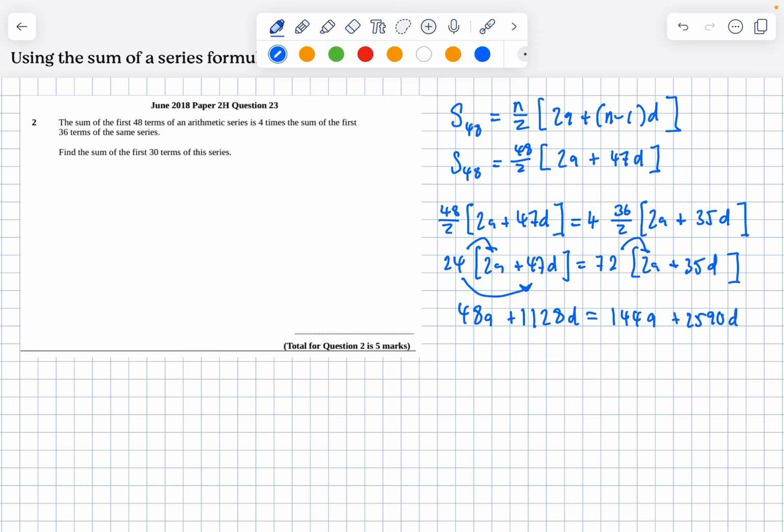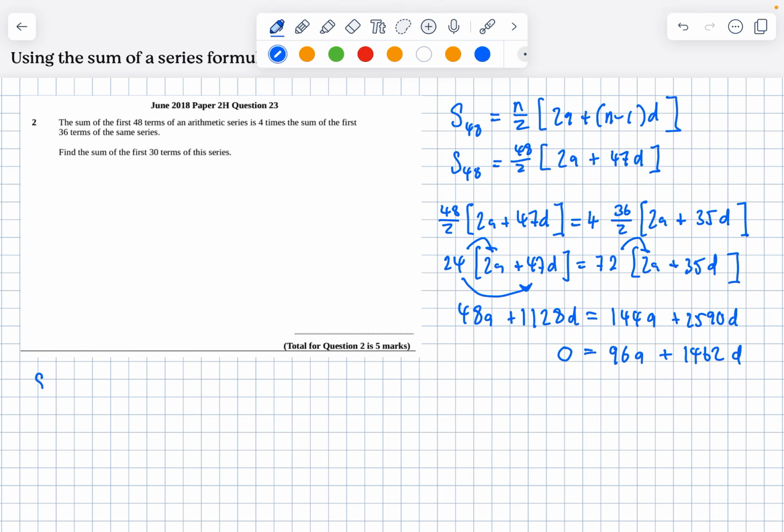Okay, right. So collect these together. I've got 144a, and I'm subtracting 48, so I've got 96a plus I've got 2,520 take away 1,128, that's 1392d, and now that's equal to 0. Right, now how does this help me? Well, it says I've got to find the sum of the first 30 terms of this series.